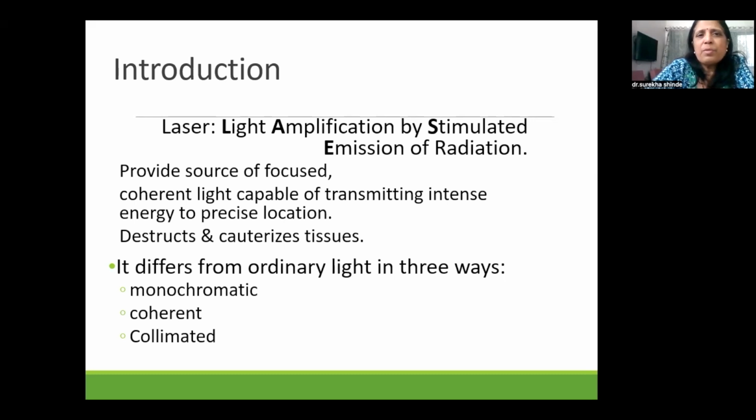What is the difference between normal light and laser light? It is monochromatic. It is coherent. Coherent means it forms a very focused hole, and it is collimated, meaning it is a parallel beam.